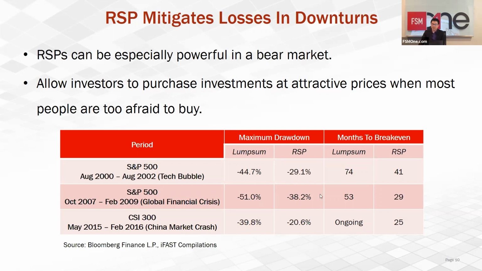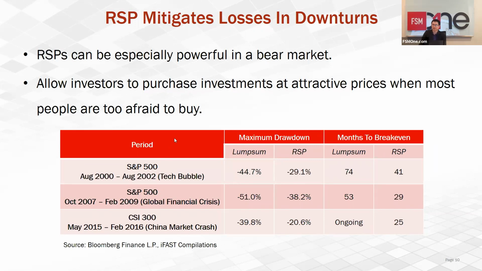So if you look at this particular table here, I've calculated the amount of losses for a lump sum investor. I basically made a comparison between an investor who makes a lump sum investment right before the crisis hit versus an investor who did RSP from the start of the crisis all the way to the end of the crisis. So I did the performance comparison between these two investors. So here's what I found.